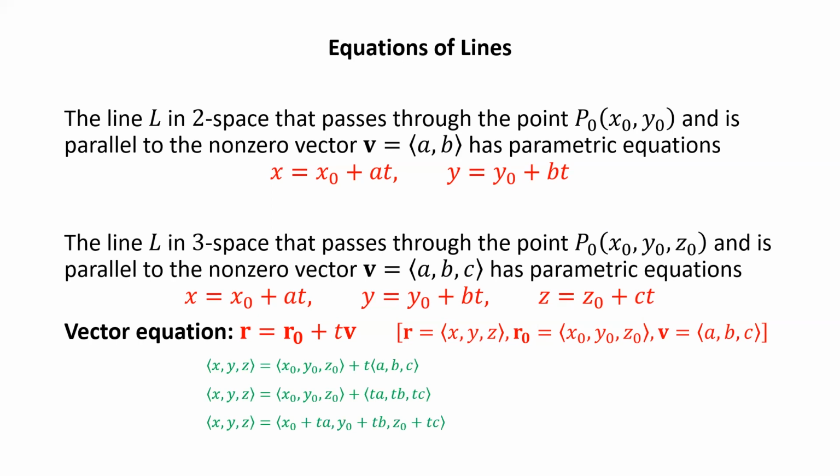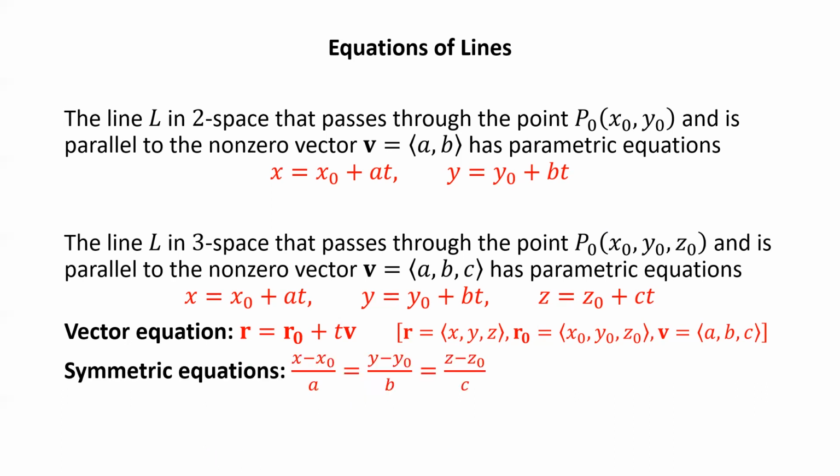And now remember that 2 vectors are equal if and only if they're equal component by component. So this equation is equivalent to the 3 equations, x equals x0 plus ta, y equals y0 plus tb, and z equals z0 plus tc, which is basically the same as the 3 parametric equations we have. Ta and at are, of course, the same thing because multiplication of real numbers is commutative. Same thing goes for tb and bt and tc and ct.